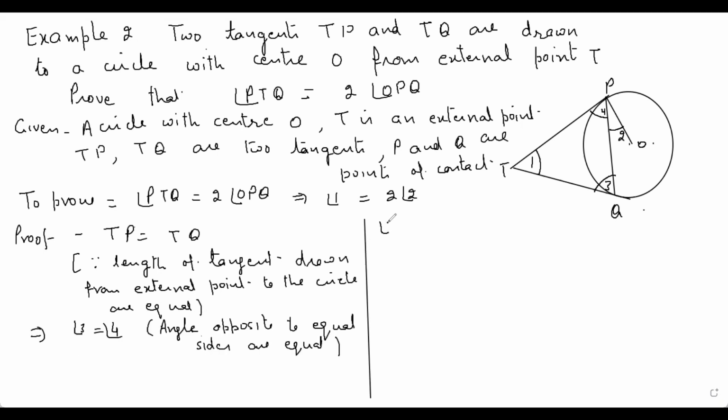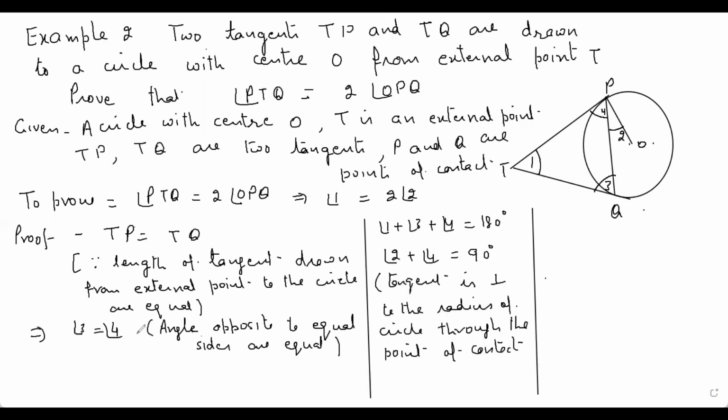Angle 1 plus angle 3 plus angle 4 is equal to 180 degree. We know that sum of angles of a triangle is 180 degree. Now, angle 2 plus angle 4 is equal to 90. Why so? We know tangent is perpendicular to the radius of circle through the point of contact. Let me write here 1, here 2, and here 3.